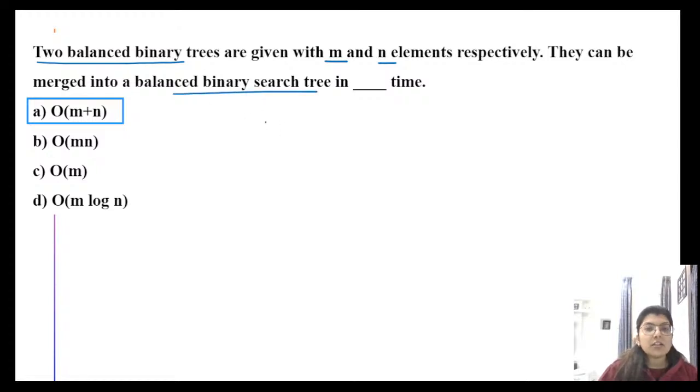So what we will do, from the first tree we will find the in order traversal from this binary tree and we will store it in an array. How much time will it take? If I am doing in order traversal of a binary tree and I'm storing it in an array, the amount of time taken will be the number of elements present. So how many elements are there?